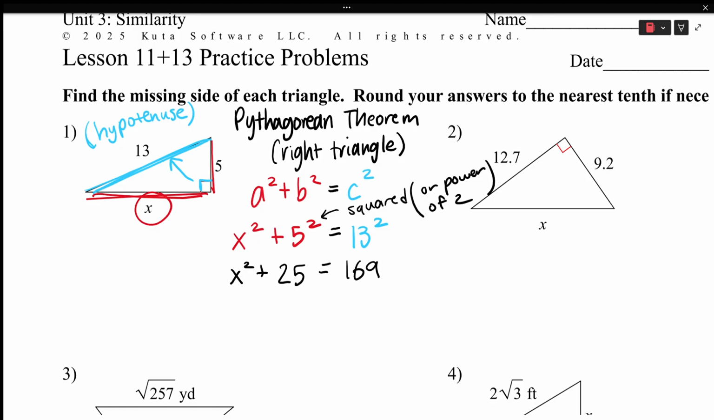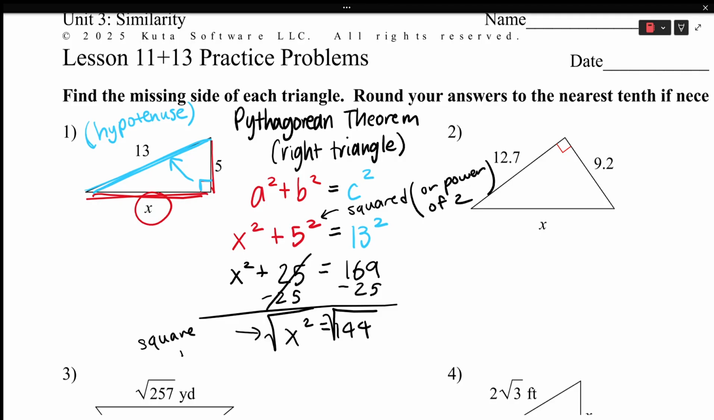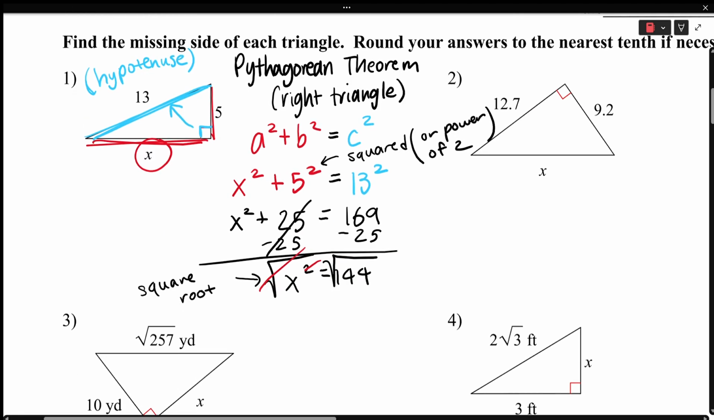Okay. Now we're trying to solve for x, minus 25 on both sides. x squared is 144. And then now, if we want to get rid of the square, how do we get rid of this? You have to do something called square root both sides. This is called square root. If you square root both sides, those are opposite operations. Okay, so that turns into x equals 12.